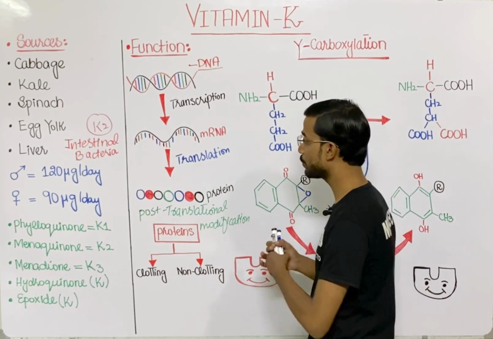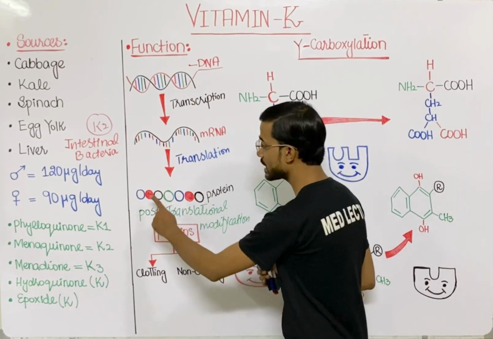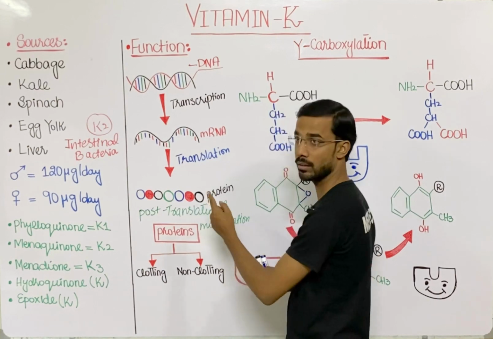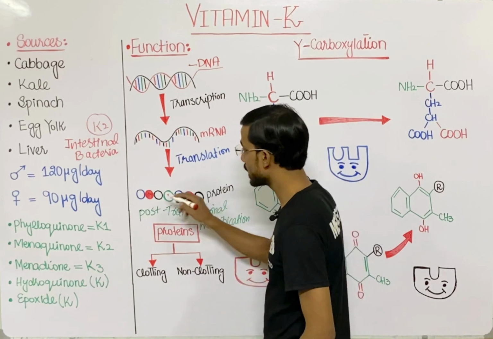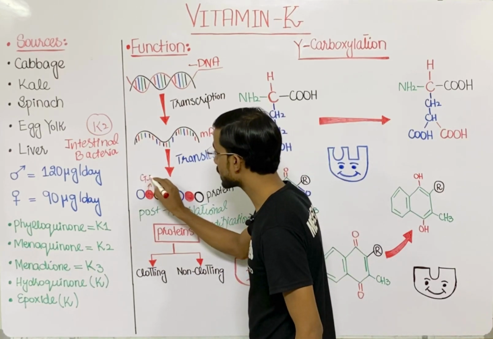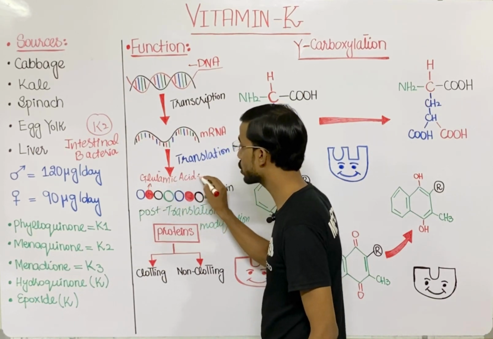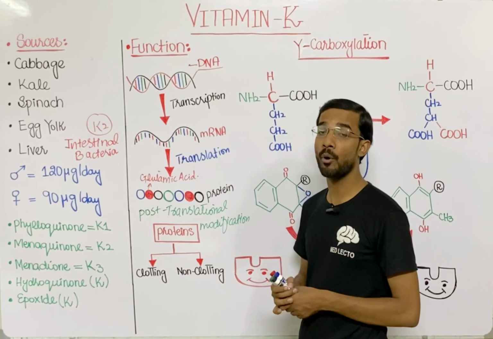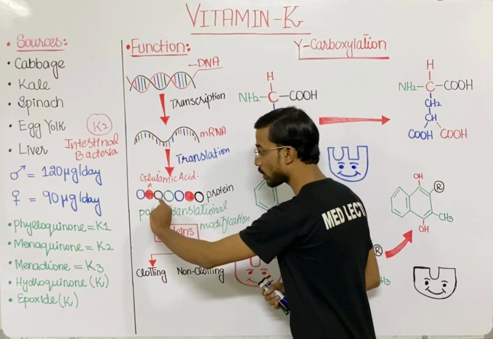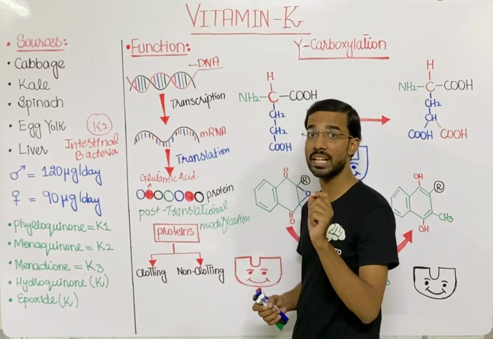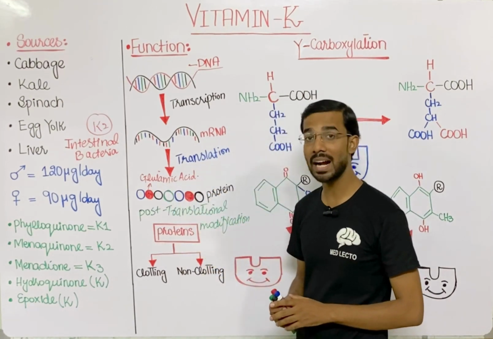Specifically, as we know, proteins are made up of different amino acids. You can see here the different molecules of amino acids. The most important amino acid is glutamic acid. Glutamic acid is the amino acid in which you will see the gamma carboxylation in the presence of vitamin K. In the proteins, you will see the gamma carboxylation specifically at the glutamic acid. That's the most important thing.